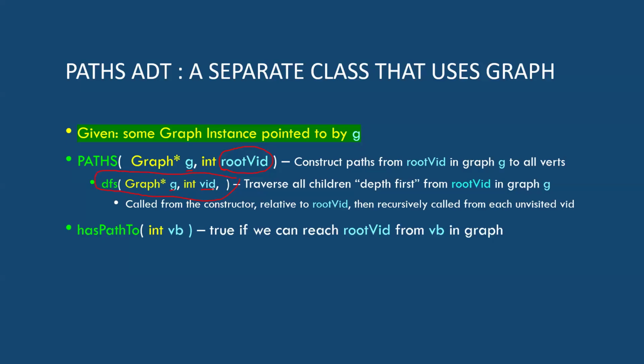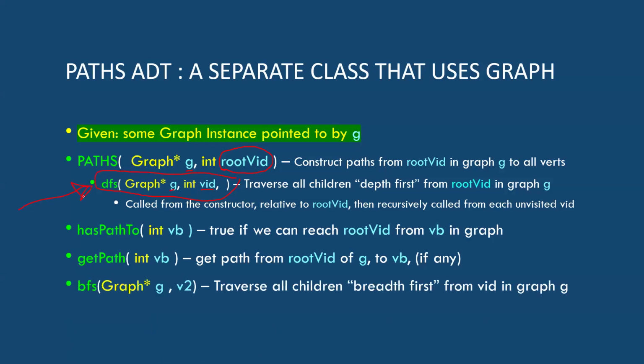Now, hasPathTo is just checking our wasVisited to say yes or no, is there a path? And then getPath is sort of walking backwards down that fromVertex array we looked at to print out that path. But most of the hard work is going to be done right here. So we'll look at that code together.